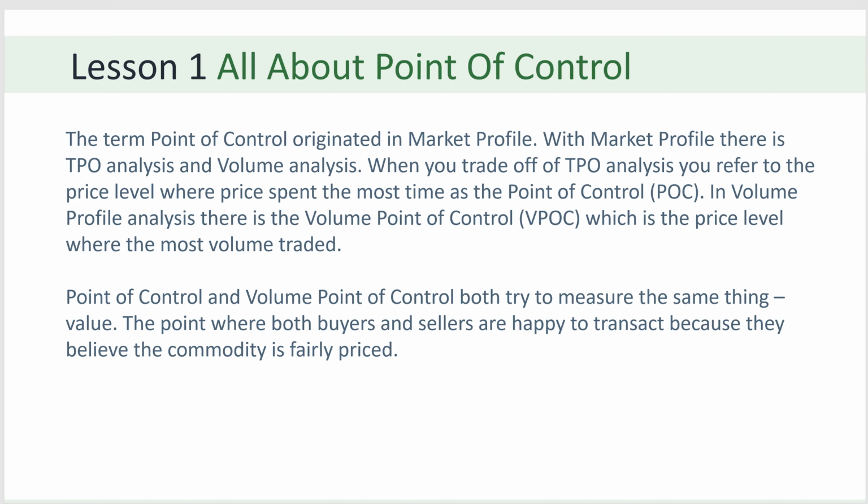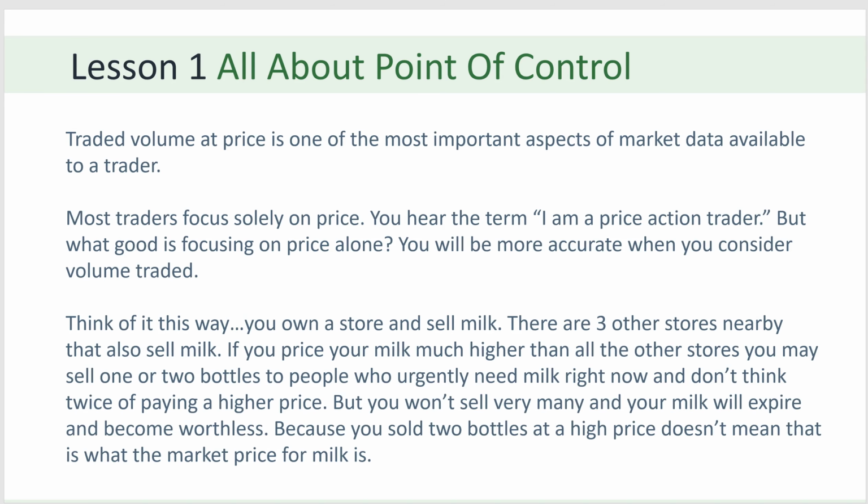Now, point of control and volume point of control both try to measure the same thing, value: the point where buyers and sellers are happy to transact because they believe the commodity is fairly priced. And again, that's why volume is important, because when you look at volume, that's where the majority of trade is occurring. Me personally, I believe that traded volume at price is probably one of the most important aspects of market data available to a trader. And most traders completely ignore it. They just focus solely on price.